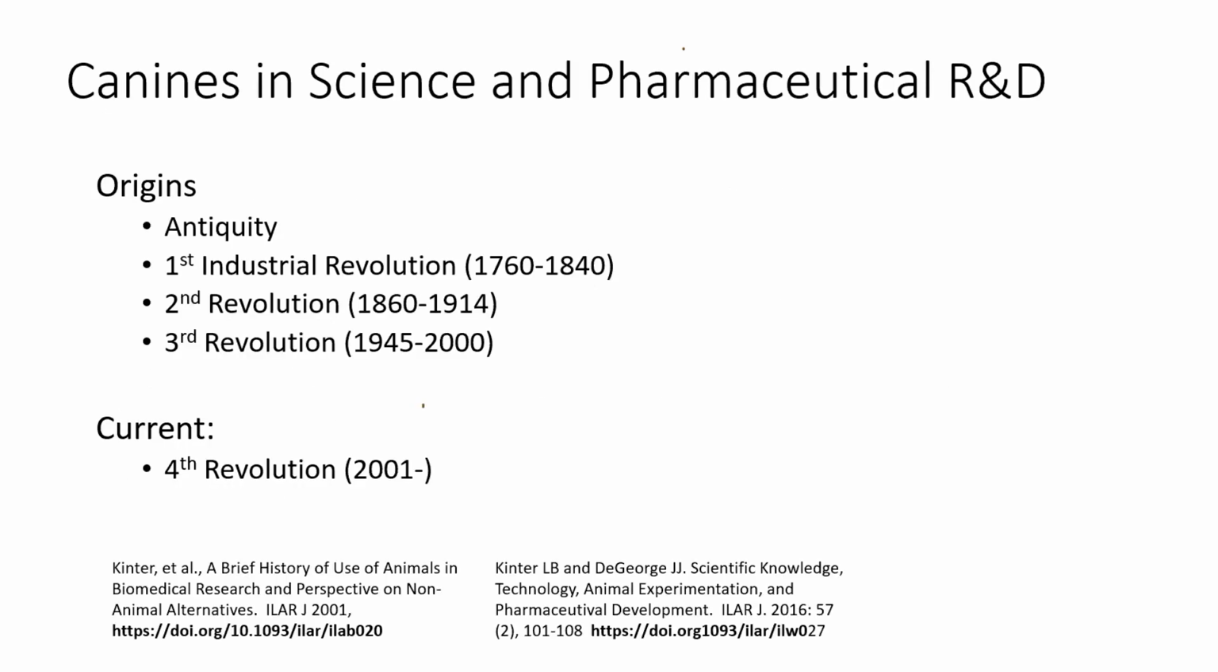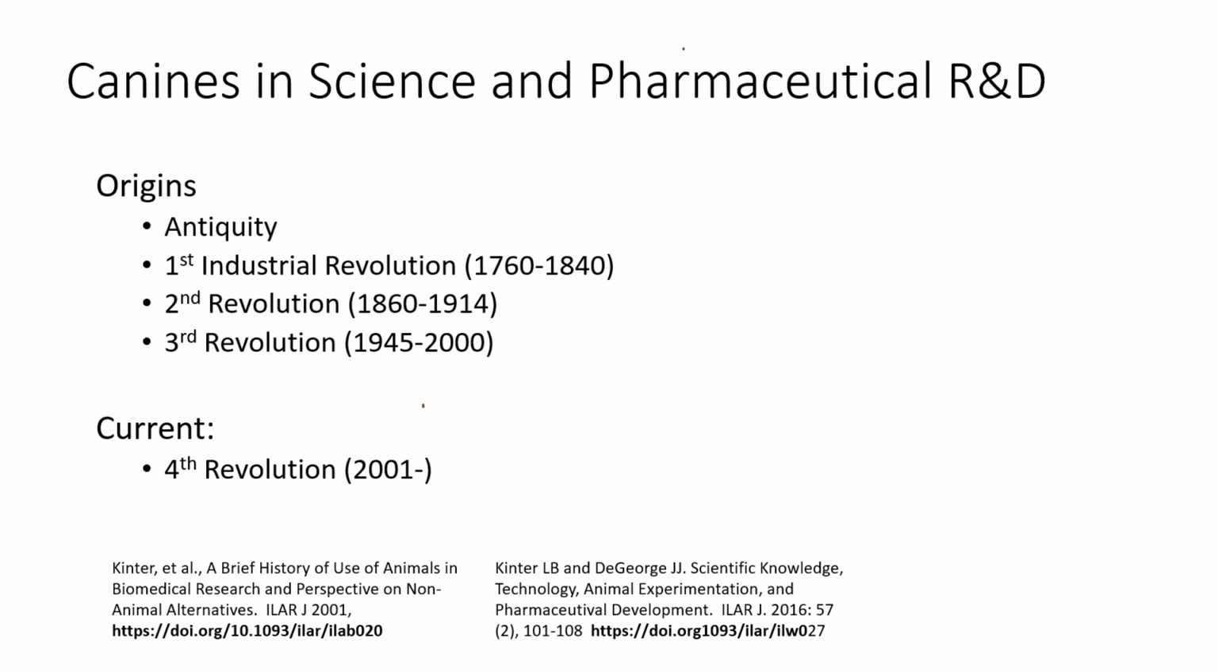So, covering the use of animals in science and specifically pharmaceutical R&D, I've identified 5 time periods starting with antiquity and ending with a 4th industrial revolution, which I've defined as 2001 going forward. I think you'll see in a minute why that last industrial revolution. But if you want further detail, I provided a couple of references here, which will go into greater detail of what was going on during each of these periods.